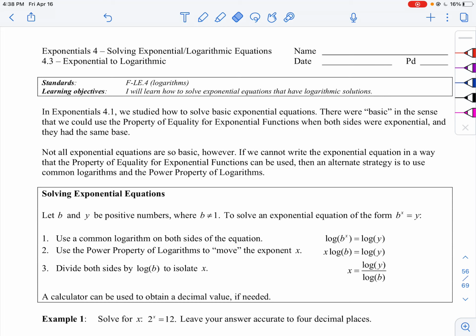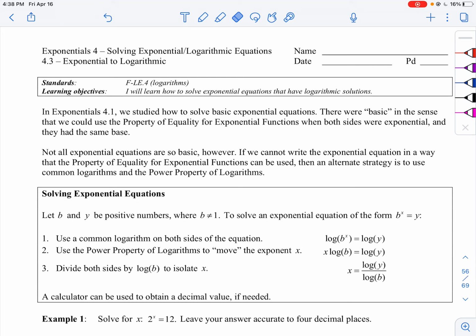In Exponentials 4.1, we studied how to solve basic exponential equations. They were basic in the sense that we could just use the property of equality for exponential functions when both sides were exponential and had the same base. But what if they don't have the same base, and even if you write it into an exponential form, they still can't be written with the same base?